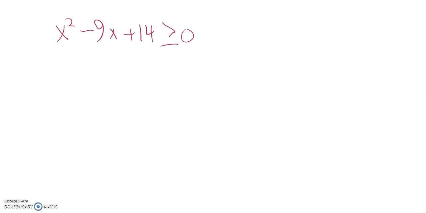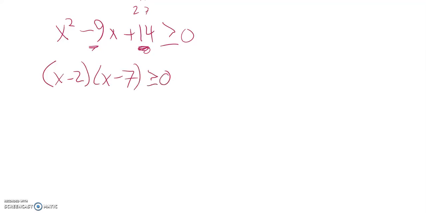So we're going to try and solve this, figure out when this thing is greater than or equal to 0. I'm going to factor that. I need two numbers that multiply to 14 and add to negative 9. So let me think about this. 1 and 14, 2 and 7. That's it, negative 2 and negative 7. So notice I'm factoring it into x minus 2 times x minus 7. That's still greater than or equal to 0.